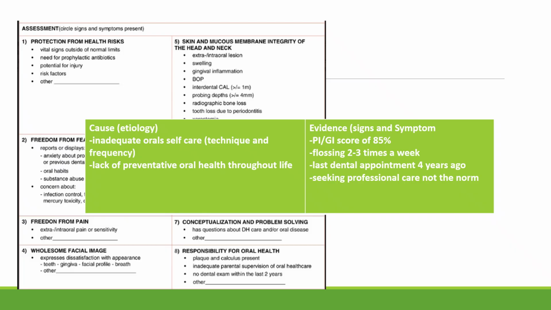How do we know this? Because we have signs and symptoms that we've discovered throughout our assessments. We have a PI score of 85%. We have flossing of 2 to 3 times a week. We know their last dental appointment was 4 years ago. So that's our evidence, right? Our signs and symptoms are our evidence. The etiology is what is causing this human needs deficit.